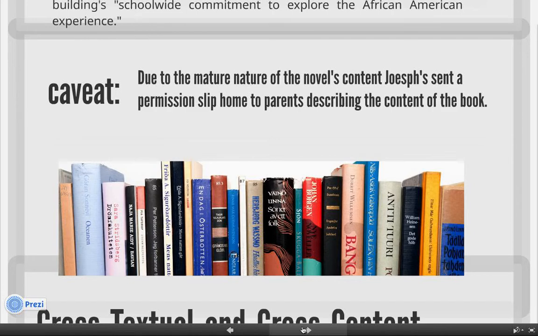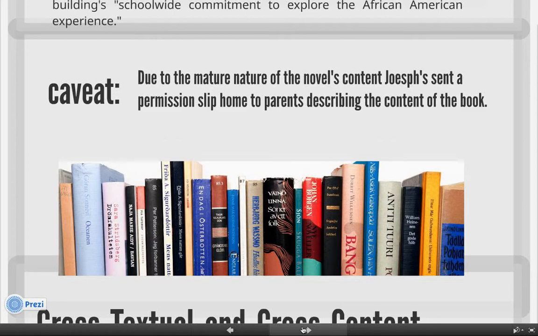A quick caveat. Due to the mature nature of the novel's content, Joseph sent a permission slip home to parents describing the content of the book. This is something I currently don't do in my classroom, but it's providing food for thought as to whether it's something that I should employ in the future.